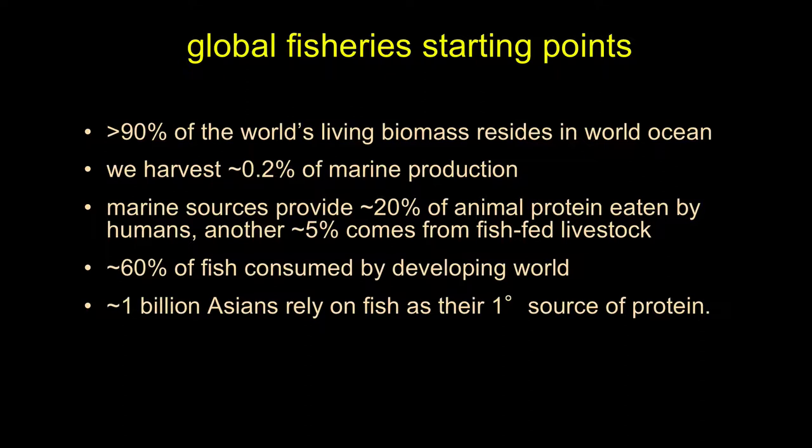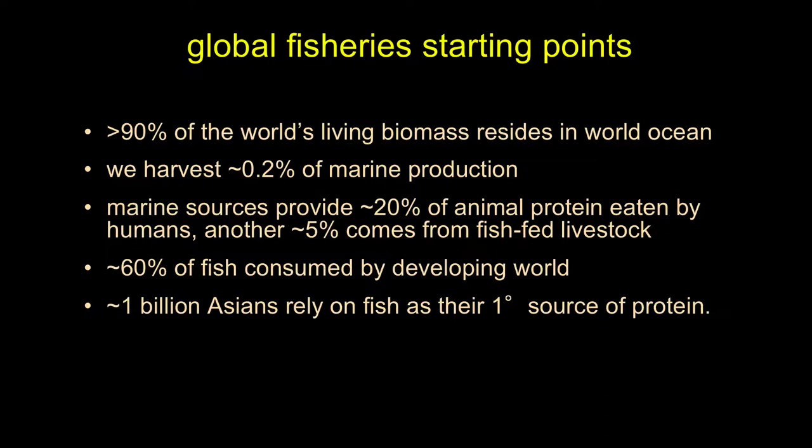So we have a huge amount of biomass, and we're harvesting about 2.2%. That doesn't look like a lot, but that's a huge amount. That means of all the biological synthesis, the protein synthesis and everything in the ocean, we're taking that out directly for fish and seafood.